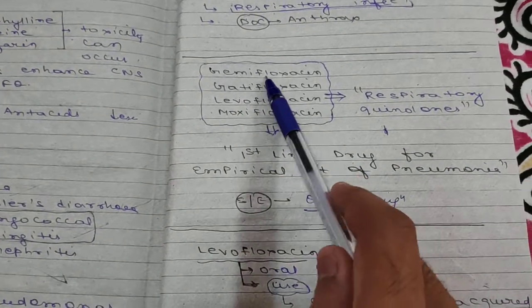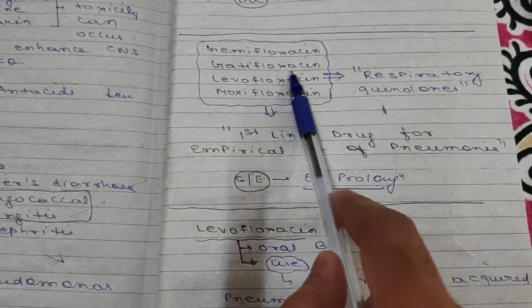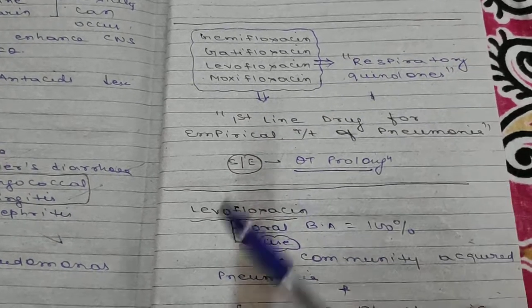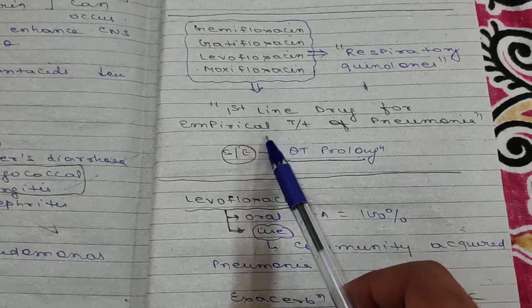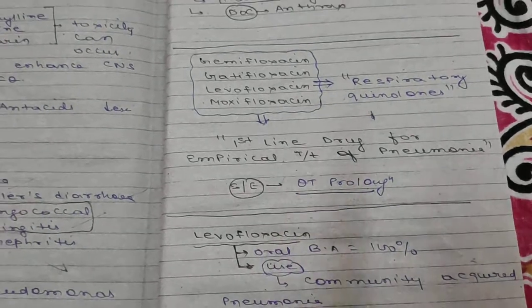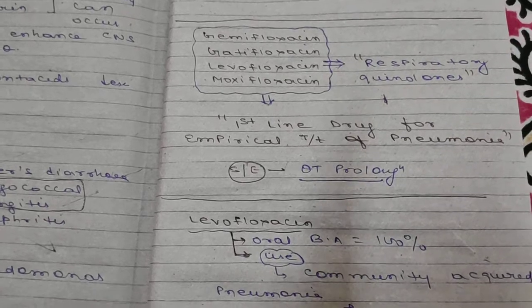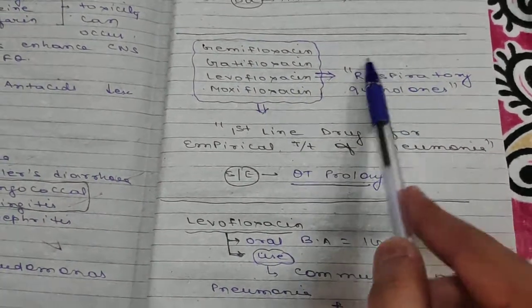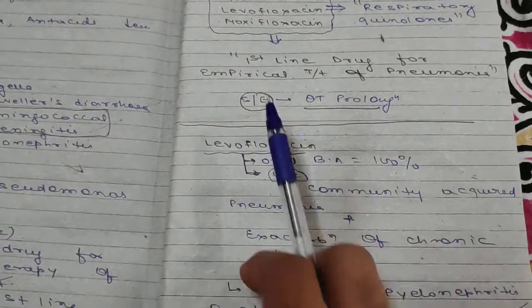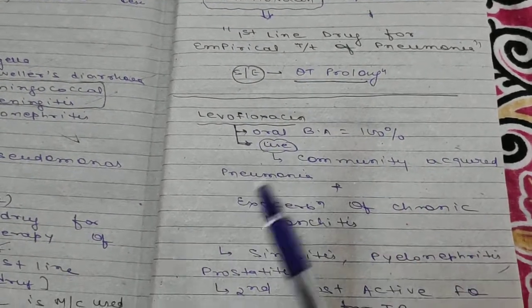Next, gemifloxacin, gatifloxacin, levofloxacin, and moxifloxacin. These are known as respiratory quinolones, and these are the first line drugs for empirical treatment of pneumonia. Mind it, it is a very commonly asked question: the first line drug for the treatment of pneumonia. So this group of drugs, known as respiratory quinolones, are the first line drugs, and the side effect is QT prolongation.